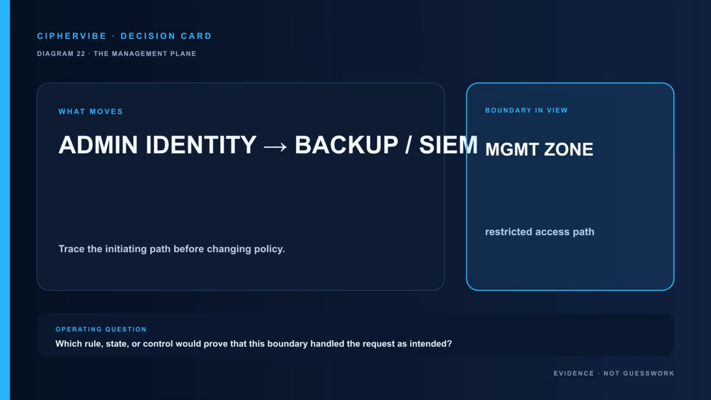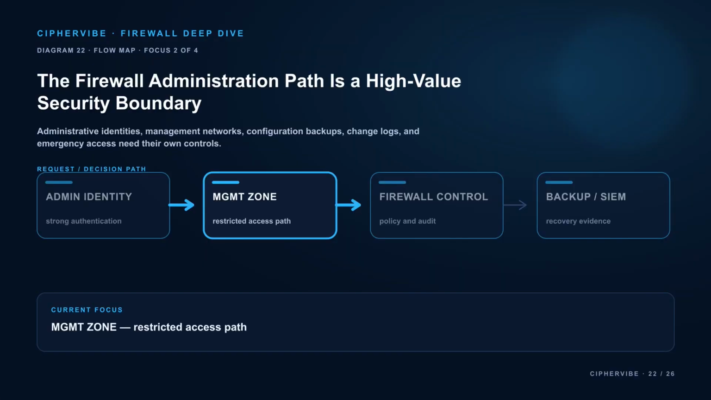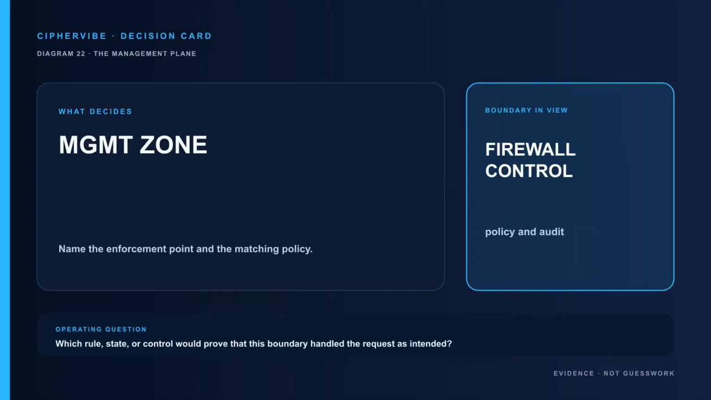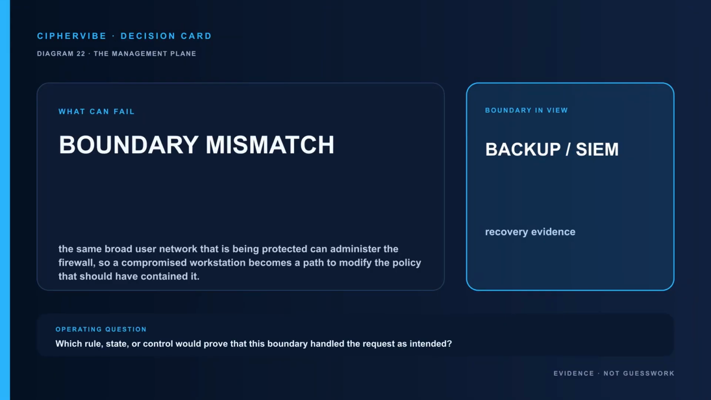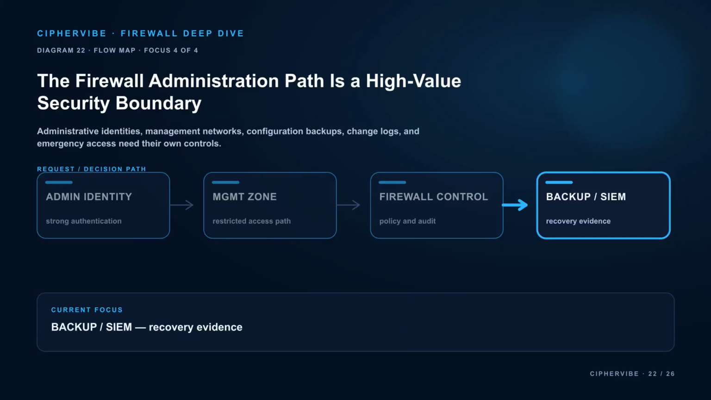A well-designed data plane policy can still be undermined if the device management plane is broad, weakly authenticated, or poorly logged. Administrators should reach firewall controls from a restricted management path using strong identity controls and least privilege. Configuration changes need approval and audit records. Backups should be protected and tested for restoration. Logs should be forwarded safely enough to survive a device incident. Emergency access should exist, but it should be time-bounded, monitored, and reviewed afterward. The firewall is not only a gate, it is also a privileged system that can reshape the network.